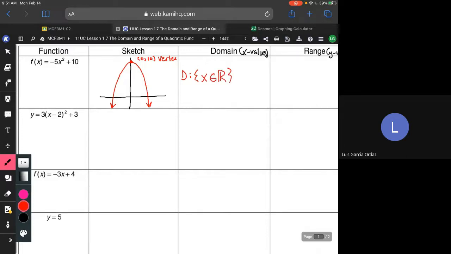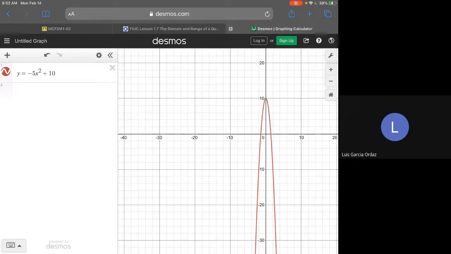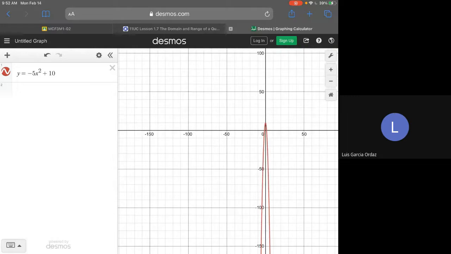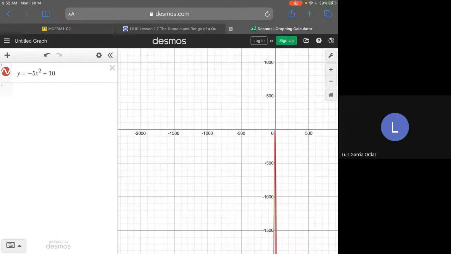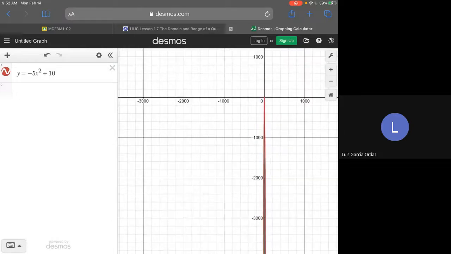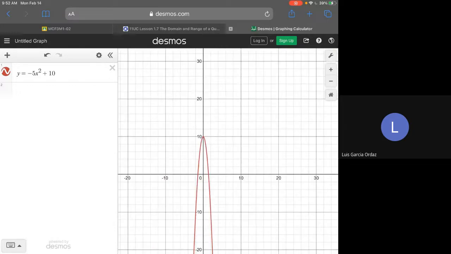Because if I look at my graph on Desmos, if I take this point over here and I keep going, as you can see, it continues for every single value of x. And if I zoom out of this graph and continue going down, all of my x values keep getting bigger. There's no end in sight with this parabola, which means that my x values are every number in the real number system.